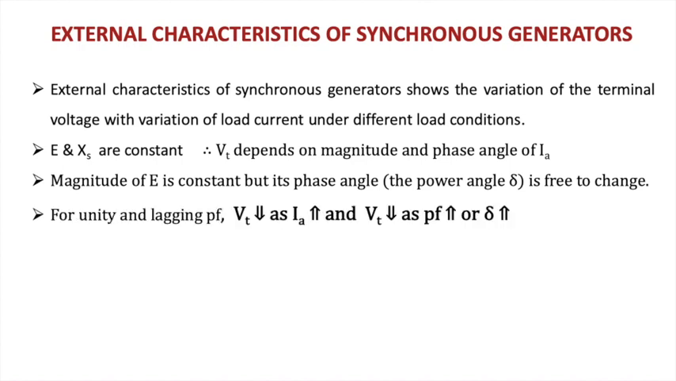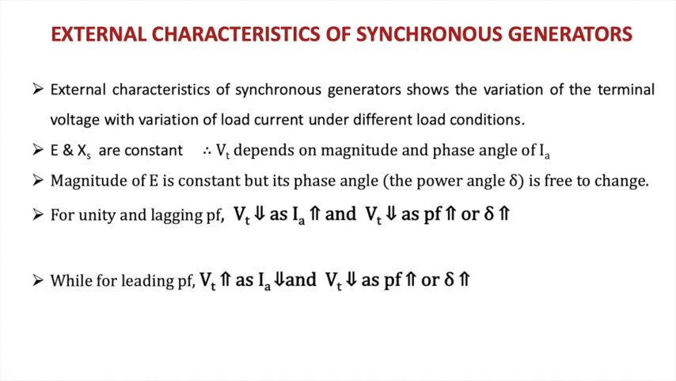So for unity power factor and lagging power factor, the terminal voltage decreases as the armature current increases, and the terminal voltage also decreases as the power factor angle or the delta angle increases. While in case of the leading power factor, the terminal voltage increases with the increase in the armature current, and the terminal voltage decreases with the increase in the power factor angle and the delta angle.